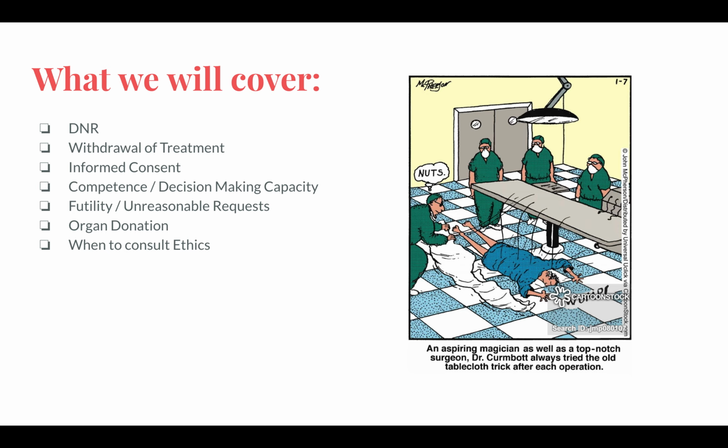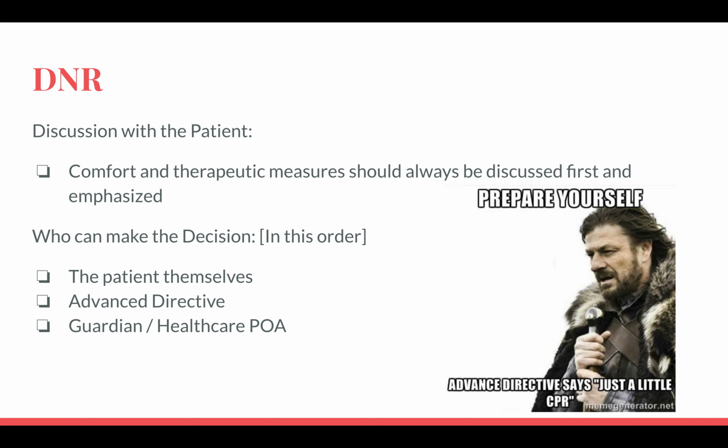So what we're going to cover in this lecture, just a few things going through DNR status. Probably cover a little more of this in another lecture that I'm doing regarding end of life and geriatric care. In addition to that, we'll cover withdrawal of treatment, informed consent, competence and decision-making capacity, futility and unreasonable requests, organ donation, and then when to consult ethics, because we don't do it that often, but there are some cases in which we should probably have them on board.